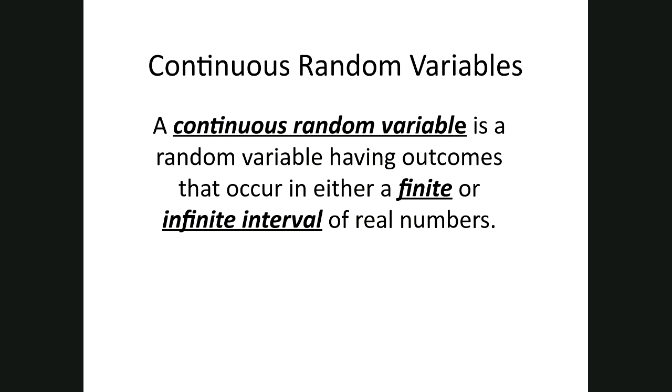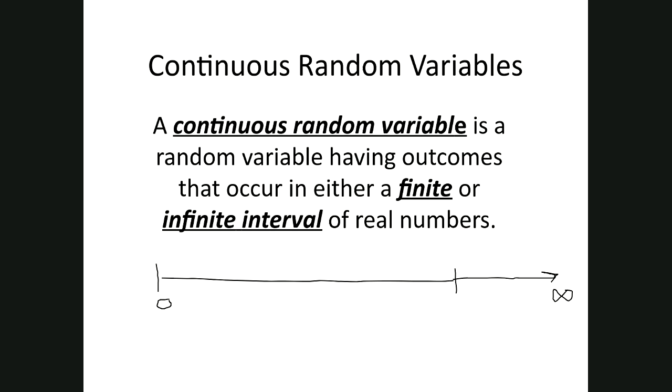So a continuous random variable, as the chart shows, is a random variable that has outcomes that occur either in a finite or infinite interval of real numbers. The key here is that we're not talking about the discrete case where we can count the outcomes, or count the items in the sample space. These random variables occur on a continuum of real numbers from 0 to some end of the interval, or perhaps continue out to infinity.